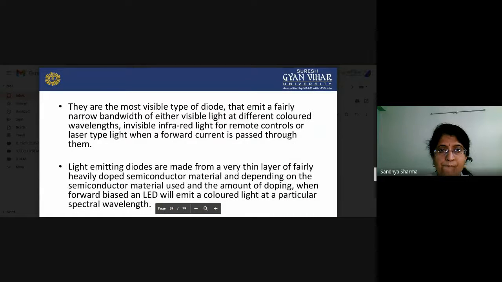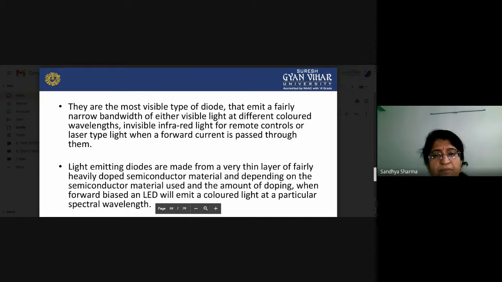Basic things are, they emit a narrow bandwidth of visible light at different color wavelengths. Invisible infrared light is used for remote control. So we are using the invisible light for remote control, or laser. Generally, we generate a narrow bandwidth of visible light at different colors, and that depends on the wavelength of our signal.